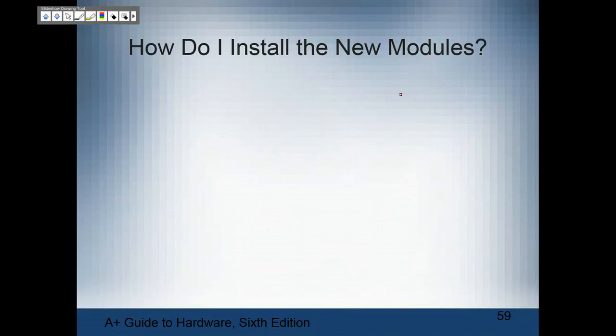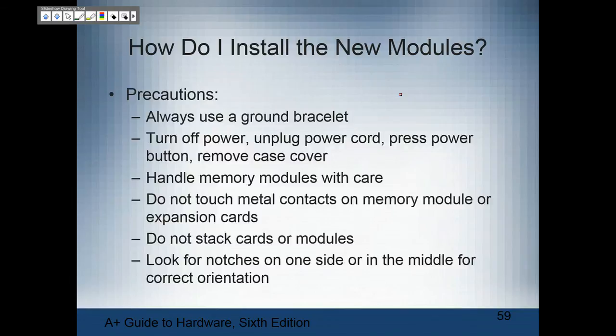How do you install it? Again, use the ground bracelet, turn the power off, and unplug the power cord. Be sure that the bus is drained. I think you'll find in the new machines there's a little LED on the back that lights up and stays lit, and that means there's power on the bus. You want to wait until that is completely gone before you start working on it.